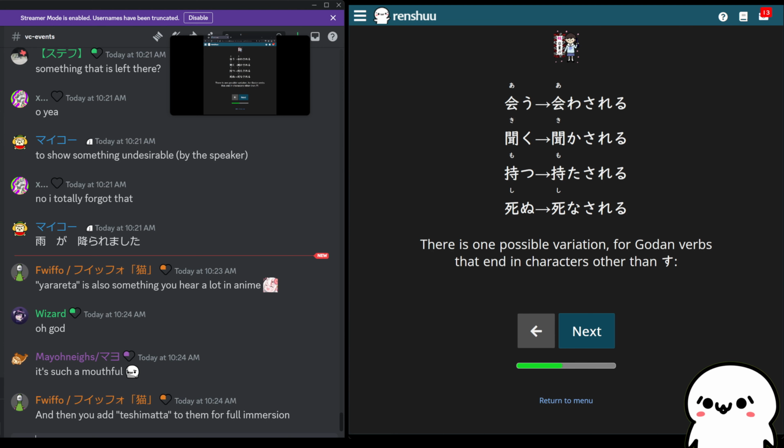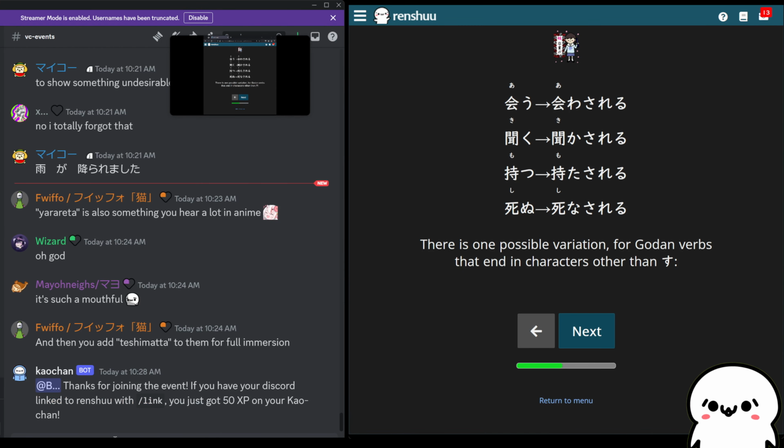But fortunately, someone decided, let's make these a bit shorter. They're suffering enough with those other ones, let's shorten these up. So you've got awasareru, kikasareru, motasareru, shinasareru. And there's a warning about this in the new version of Renshu, because we have conjugation quizzes in there, but I'm going to mention it here.